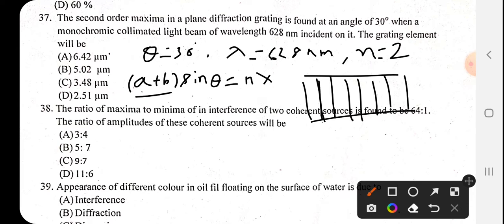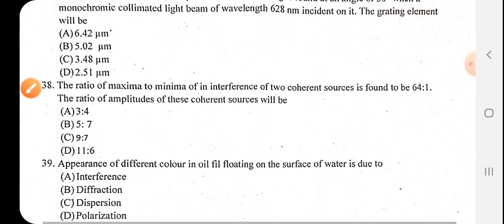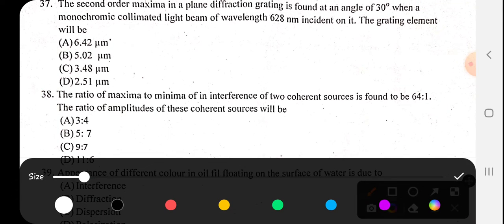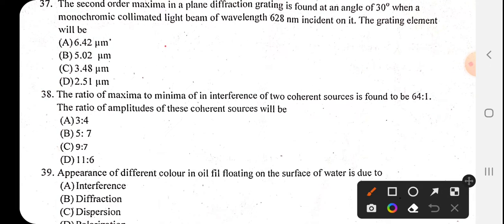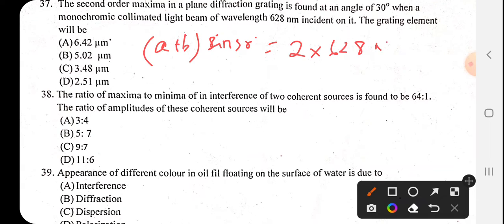This a plus b is called the grating element. Now let us put the values in the formula: (a plus b) sin θ equals n lambda, where the angle is 30 degree, the order is 2, and lambda equals 628 nanometer.